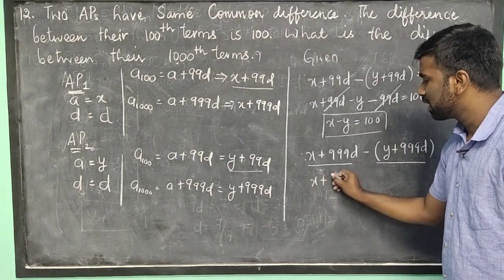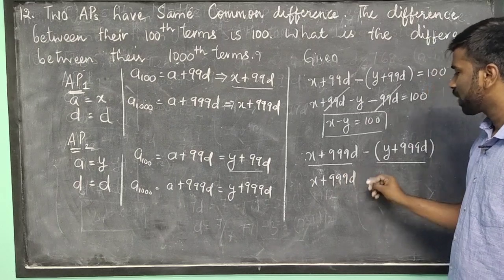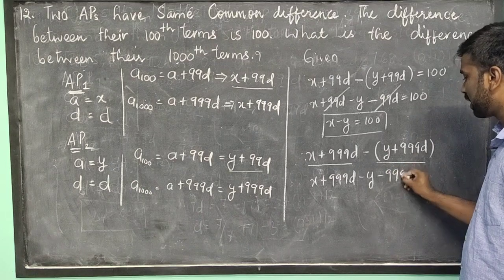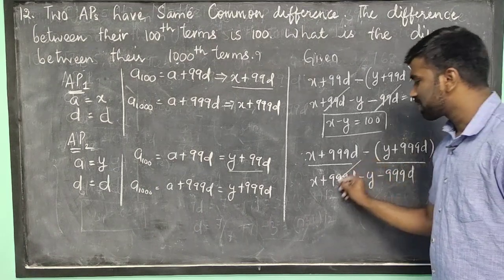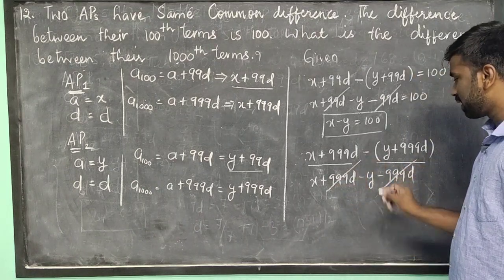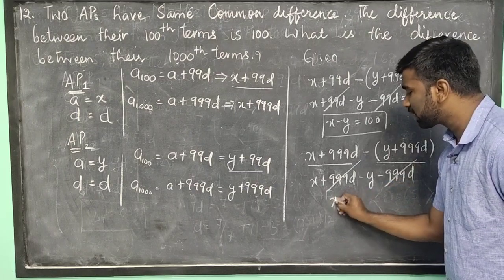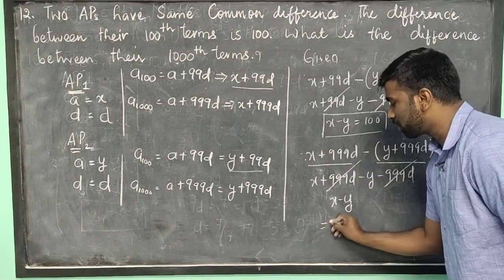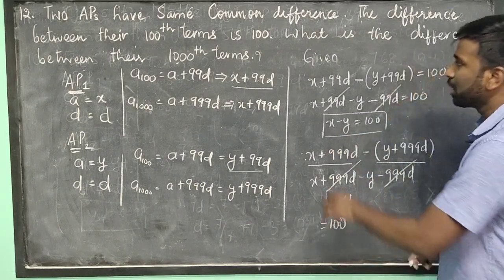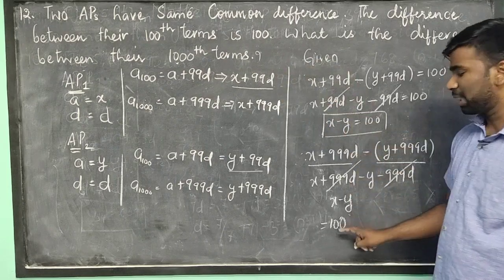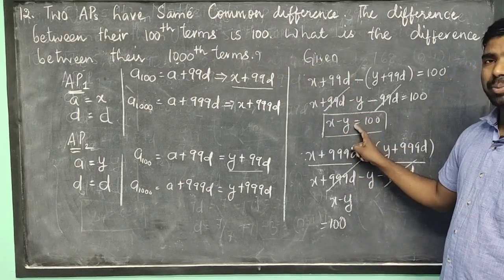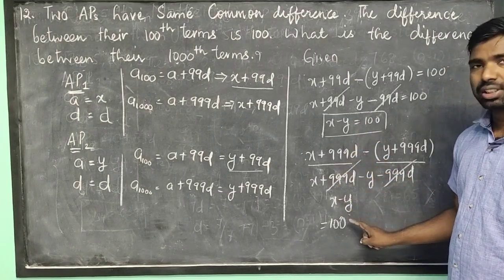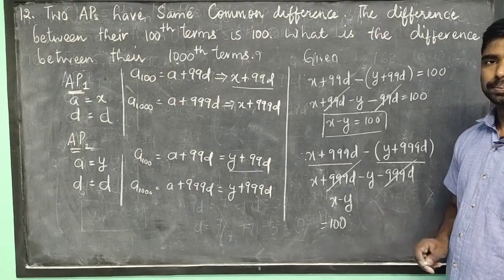That is X plus 999D minus Y plus 999D. Now plus 999D minus 999D will cancel out. The remaining term is X minus Y. What is the value of X minus Y? It is equal to 100. Therefore, the difference between the 1000th terms is 100. The difference between the 100th terms is 100, and the difference between the 1000th terms is also 100.